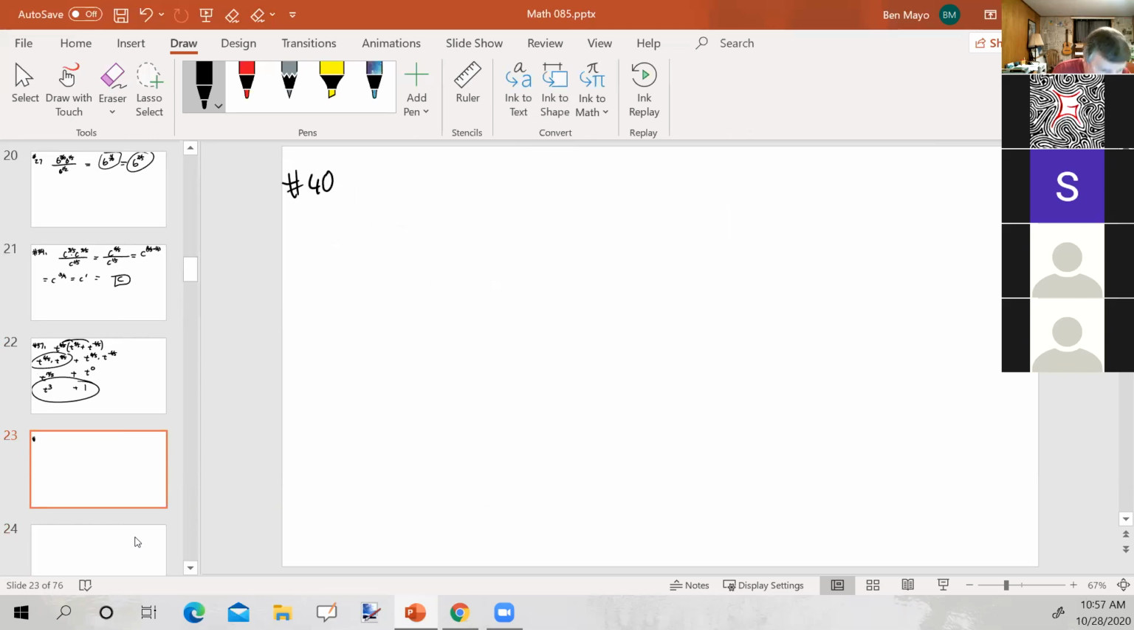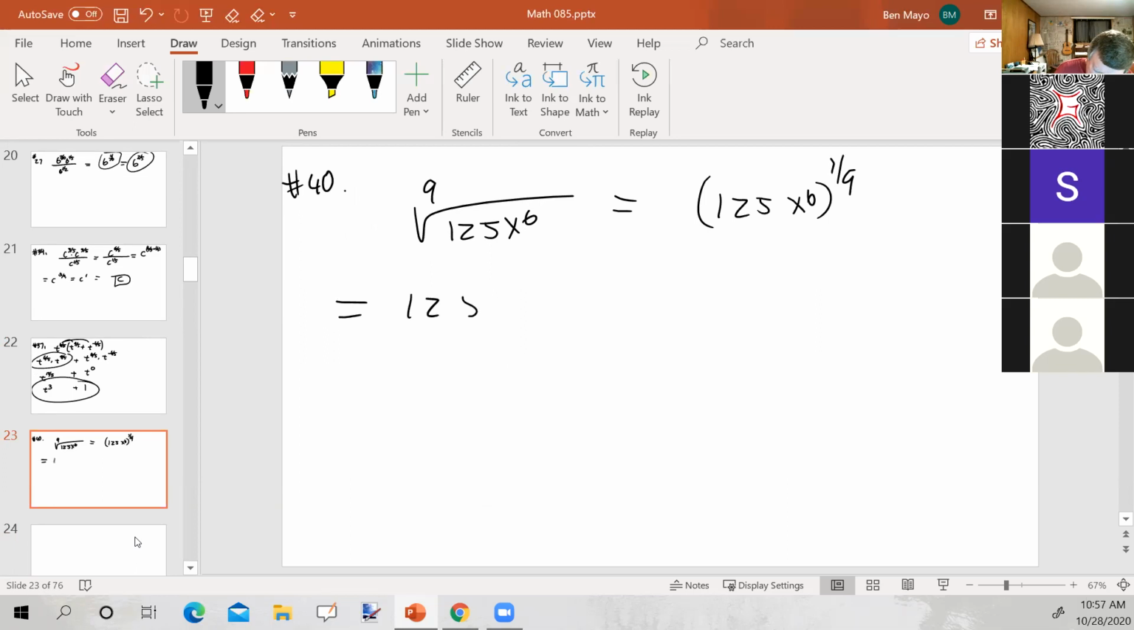Number 40, simplify the 9th root of 125x to the 6th. So this becomes 125x to the 6th all to the 1/9 power, which becomes 125 to the 1/9 power times x to the 6th to the 1/9 power. This is similar to a problem we did earlier. I can take 125 and write it as 5 cubed.